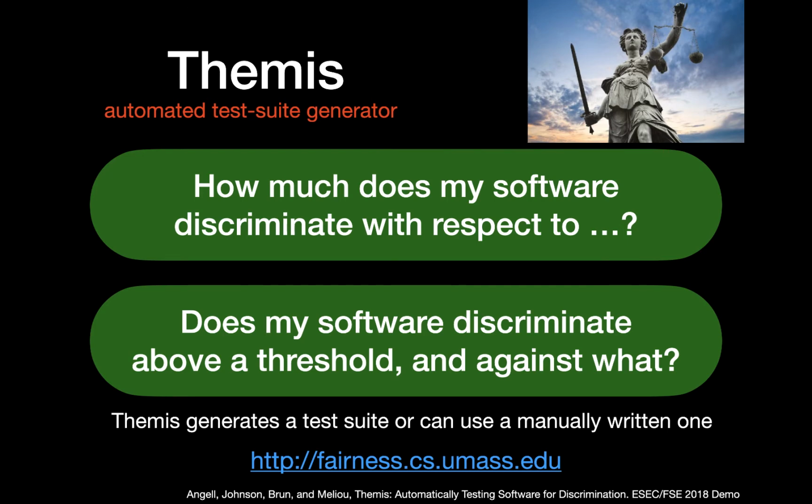We built a tool called Themis, named after the Greek goddess of fairness, for automatically generating test suites to measure discrimination. Themis works on categorical inputs, which makes it relatively easy to manipulate sensitive attributes, though we and others are working on expanding the ideas to other types of attributes. Themis is open source at fairness.cs.umass.edu. Themis allows you to answer questions such as, how much does my software discriminate with respect to a specific attribute, and does my software discriminate above some threshold, and against what?